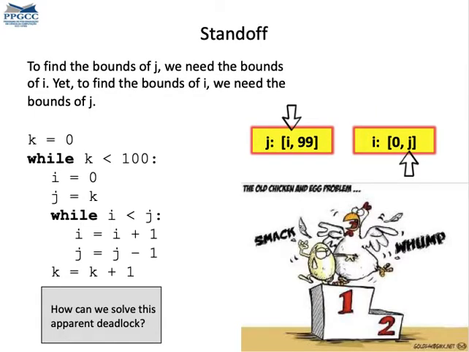These cyclic futures involving j and I are a bit of a chicken-and-egg problem here. To find the range of I, we need the range of j, and vice versa. Can you try to think about how we can solve this situation?